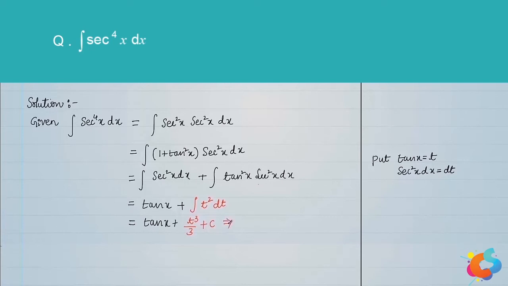So this gives us tan x plus, here t is tan x, so we will get t cube as tan x the whole cube, whole divided by 3, followed by the constant c. This is the required solution for the integral of secant power 4x.